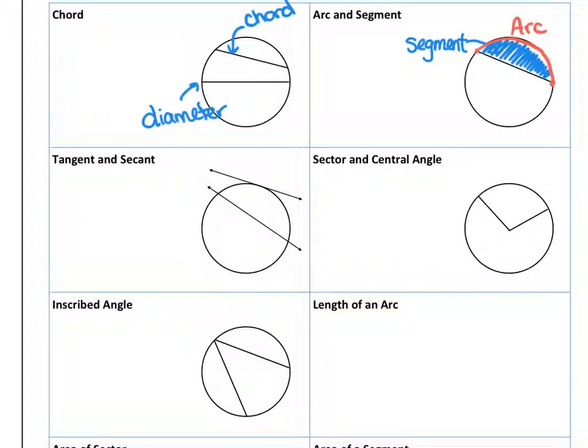There's a couple different lines we can talk about. A tangent, this is the tangent, and it's called the tangent because it hits the circle at one point, and the secant goes right through. So this is the secant. There's a lot of different properties of the tangent, which we will get into in other lessons, but the tangent hits the circle at only one point.